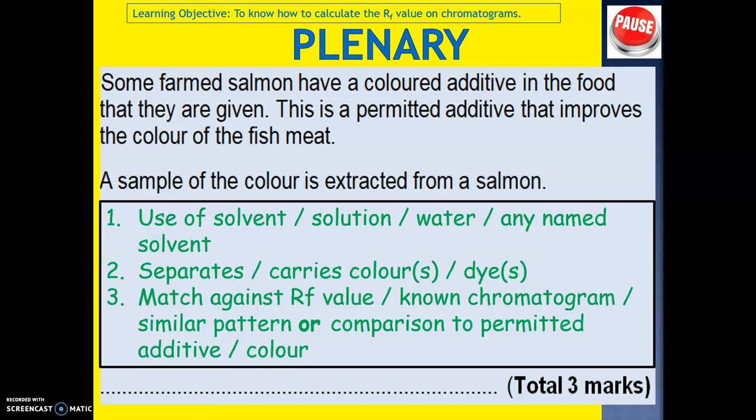So, the use of solvent or solution of water, any named solvent, that would be 1 mark if you just mentioned that. It then separates or carries colours or dyes. Any mention of that would be a 2nd mark in your answer. And then the 3rd and final mark would be match against the RF value. So you're comparing against it, or a known chromatogram, or a similar pattern or comparison to permitted additive or colour.